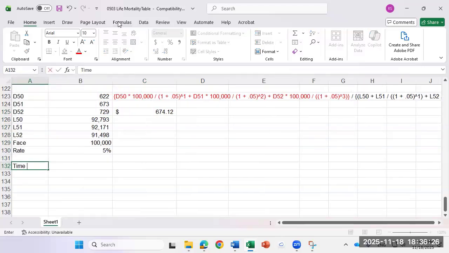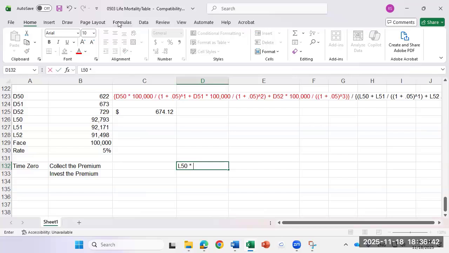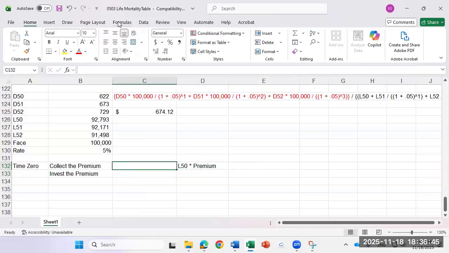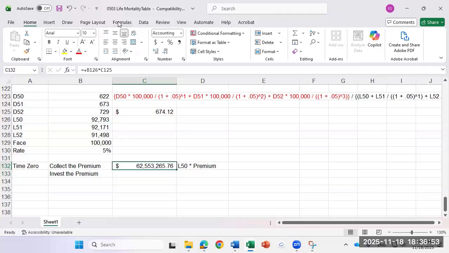At time 0, only 2 things happen. You're going to collect the premium and you're going to invest the premium at time 0. What's your premium going to be? It's going to be L50 times the premium. So L50 is 92,793 people, and we're going to collect 674.12 from each one of those, and then we're going to invest that at 5%. Remember, they pay the premium today. If we pay any death benefits, it won't happen until exactly 1 year from now.